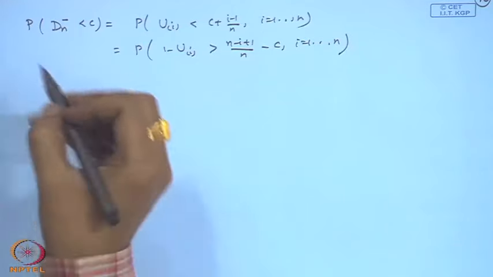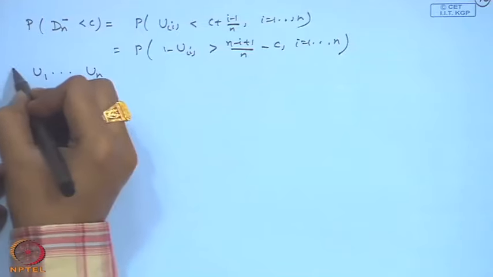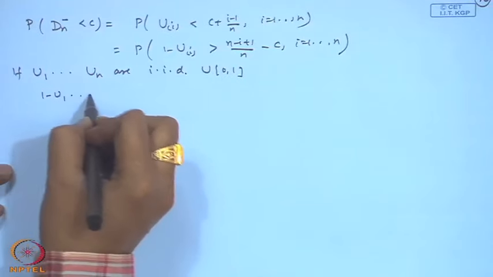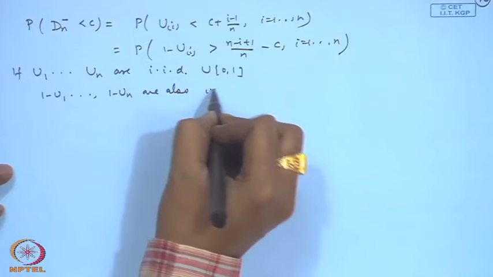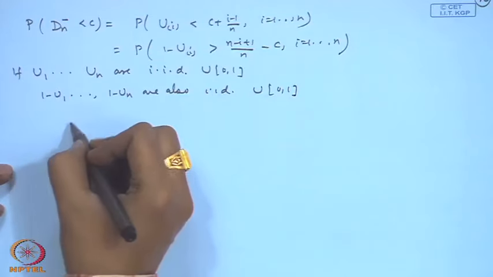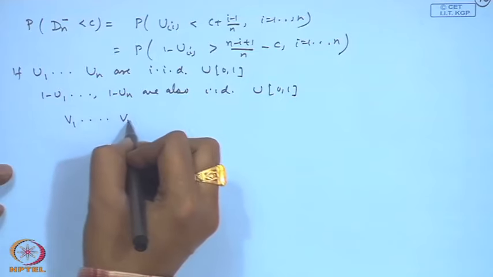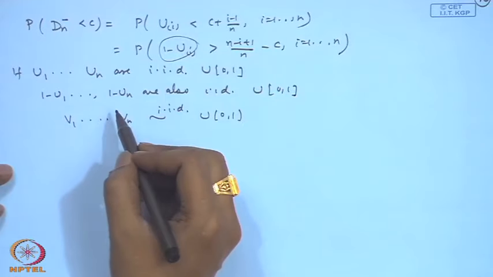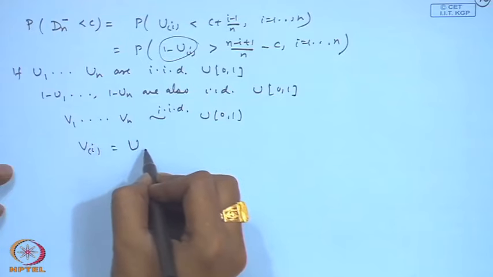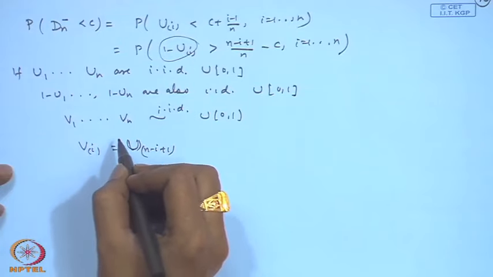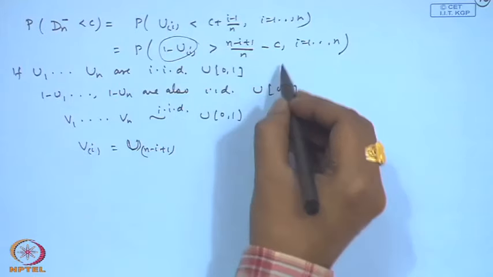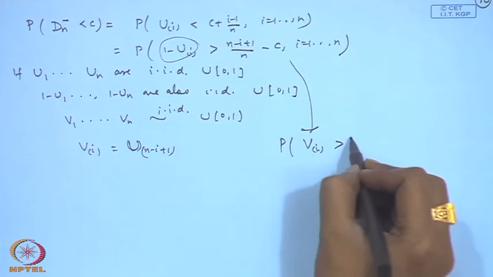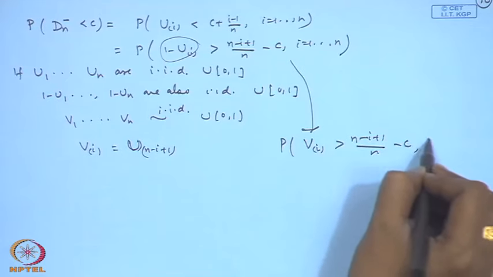If we consider u_1, u_2, ..., u_n, they are iid uniform 0 1, then 1 minus u_1, 1 minus u_2, ..., 1 minus u_n are also iid uniform 0 1. That means, if I consider v_1, v_2, ..., v_n, where v_i is 1 minus u_i, then they are iid uniform 0 1. So this is actually the same, that means v_i is equal to u_(n minus i plus 1). So this one we can then write as the probability of v_i greater than (n minus i plus 1)/n minus c, for i equal to 1 to n.